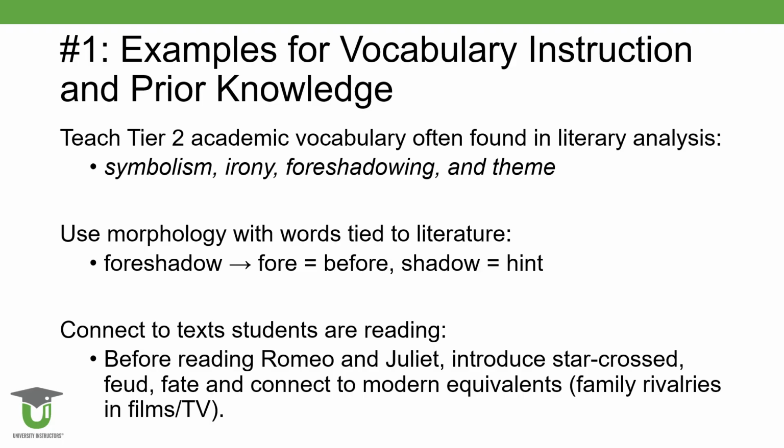It's also important to connect vocabulary to the text students are reading. Before reading Romeo and Juliet, for example, introduce words like star-crossed, feud, and fate, and help students relate them to modern equivalents, such as family rivalries in movies or TV shows. By linking vocabulary instruction to text and context, students are better prepared to engage with complex literature and make meaningful connections.